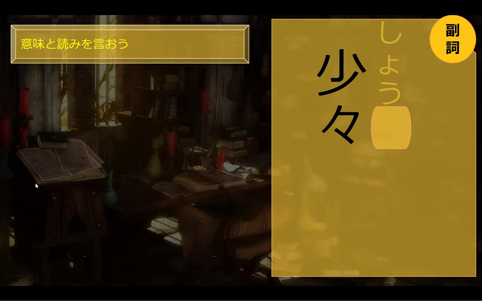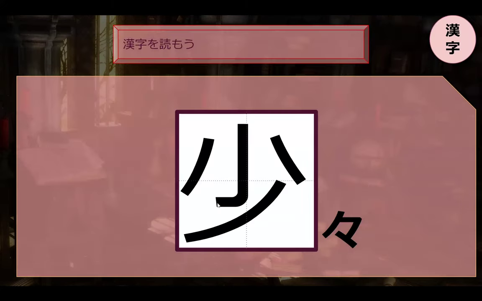How do you read this word? That means a little bit. Shou, a little bit of something. Not shoujo, shou. You're right, it sounds like shoujo. What did it start with? So, shou. Let's go read this example sentence.